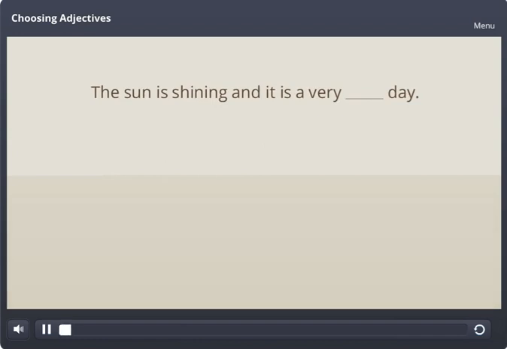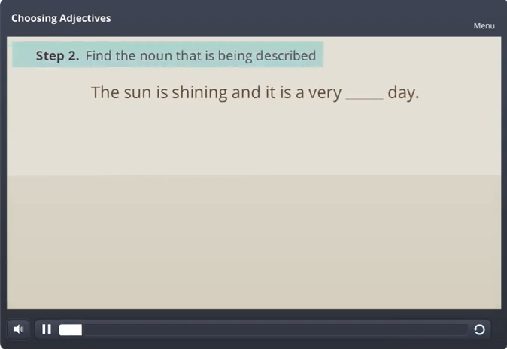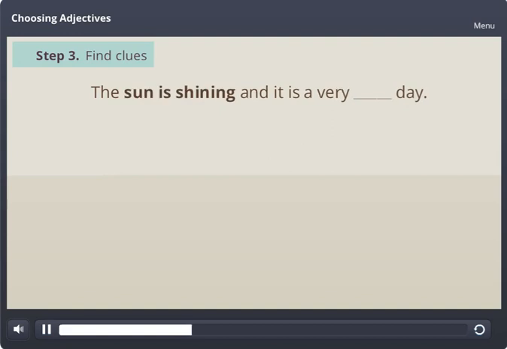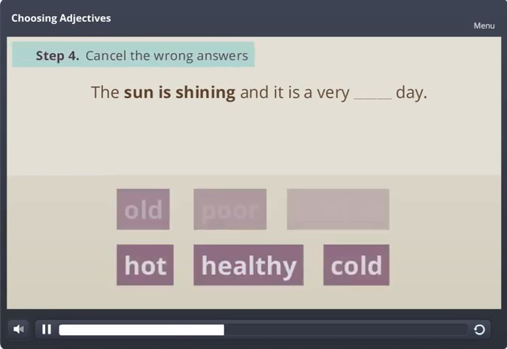The sun is shining and it is a very dash day. Day is the noun being described. Now read the sentence again and try to find clues of the sentence. The sun is shining and it is a very dash day. Even with the empty blank, this sentence still gives us some clues about the meaning. We know that the sun was shining. Now let's look at our box of adjectives and cancel the wrong choices.